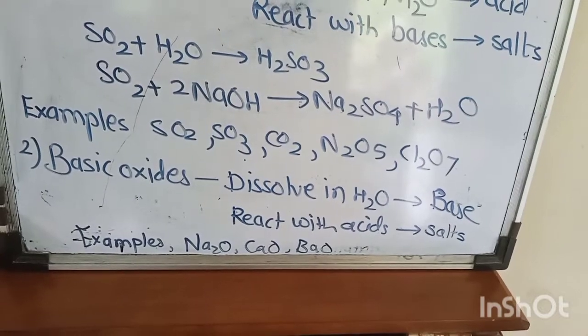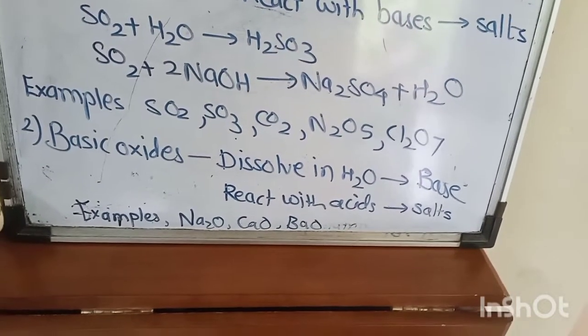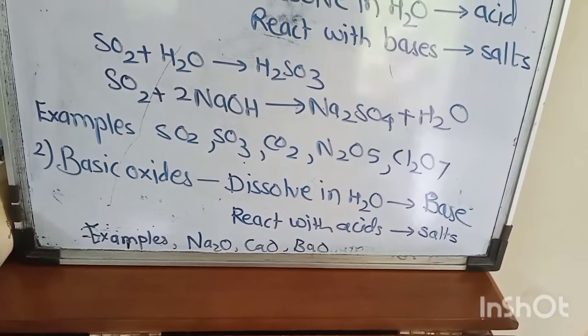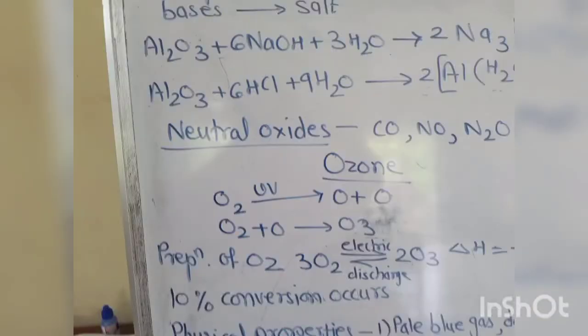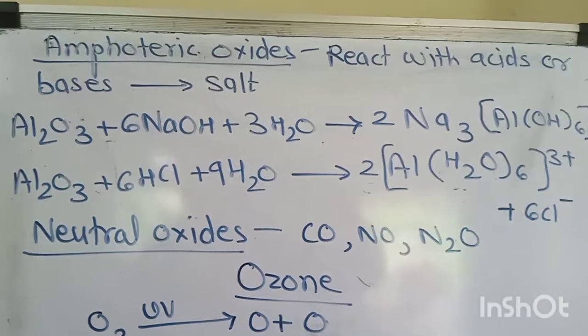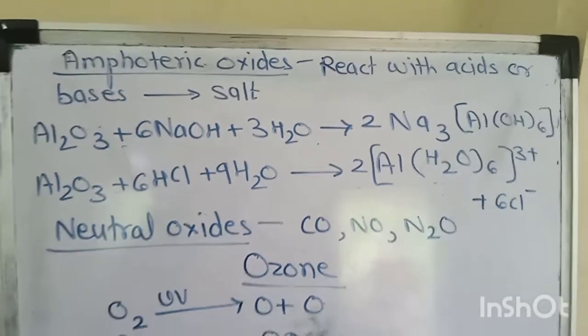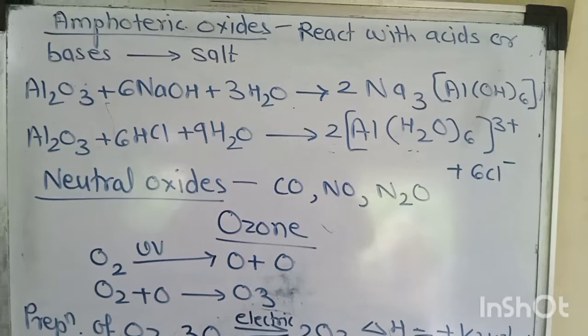Basic oxides dissolve in water to form bases, and they react with acids to form salts. Generally, metallic oxides are basic oxides. For example, sodium oxide, calcium oxide, or barium oxide. Amphoteric oxides react with acids as well as bases to give salts.